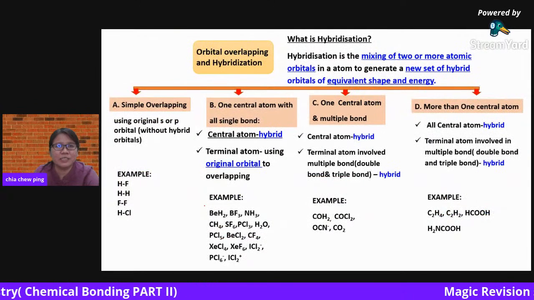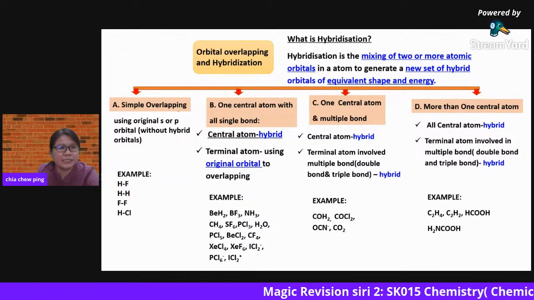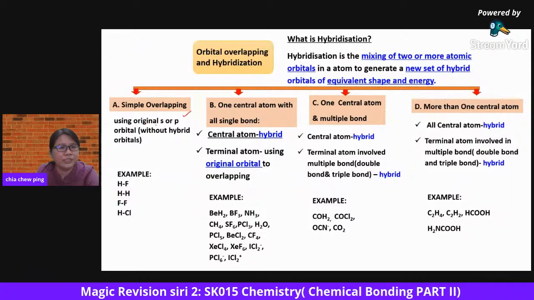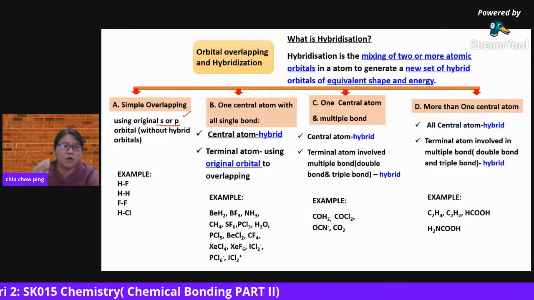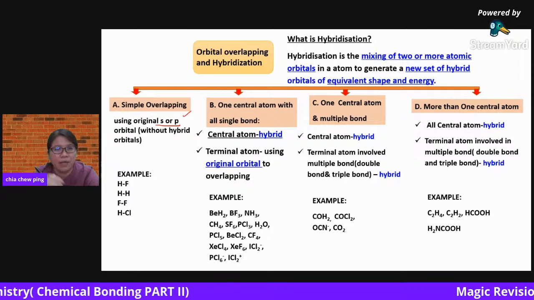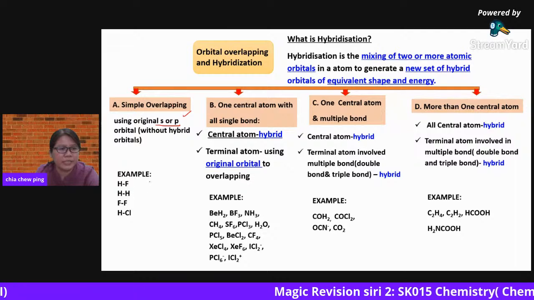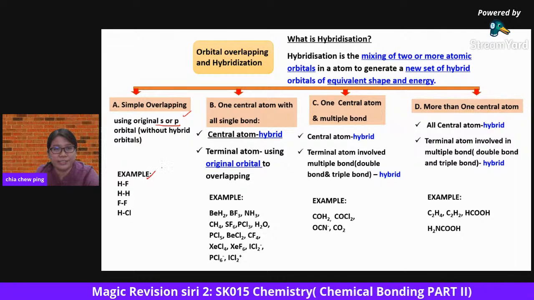Now these are the overall 4 cases I will discuss today. The first one is simple overlapping. Simple overlapping is using the original S and P orbitals. That means the orbital is without hybridization. It's a spherical shape for S and a dumbbell shape for the P orbital. The examples here are HF, H2, F2, HCl.